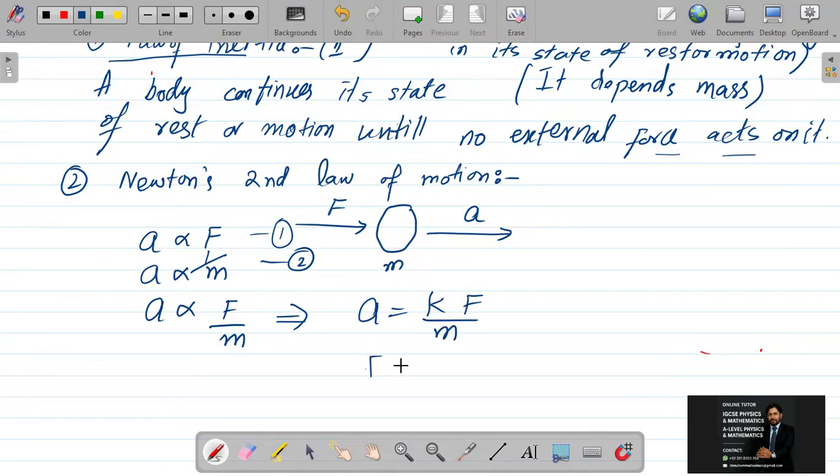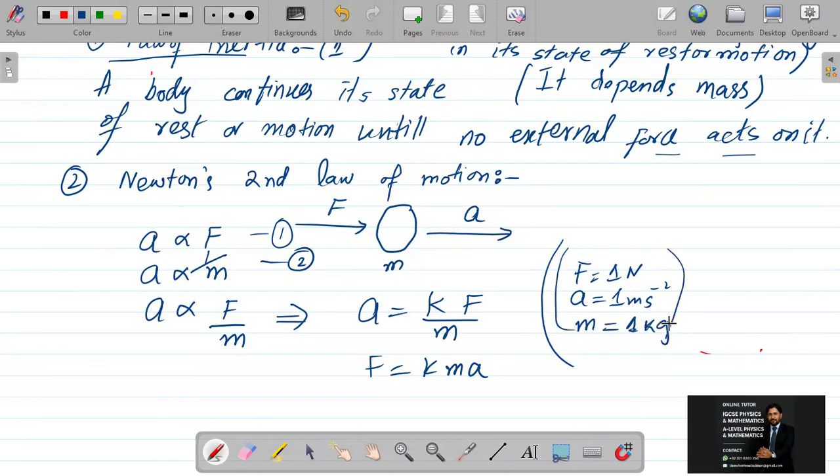Then F is equal to kma. If the applied force is 1 Newton, the acceleration produced in that body is 1 meter per second square, and the mass of that body is 1 kg, then I get the value of k as equal to 1. Then I say F is equal to ma. So this is Newton's second law.